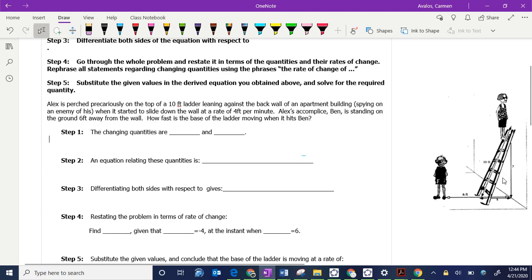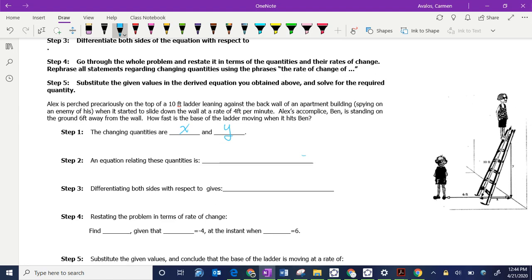Notice how the ladder is against the wall, so it's forming a right triangle. Those are the things you want to look at. Here, the ladder is not changing. The ladder is staying the same. What is changing is, in this case, we call it y, and this is x. It's the y and x values that are changing.